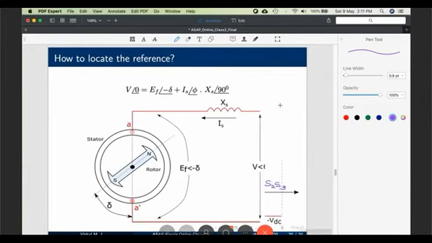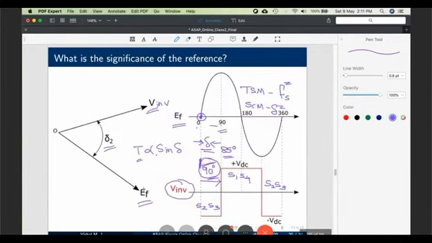Now, see, our reference is EF. Our reference is EF. How to obtain EF? Only if we know EF, then we can synthesize V. Otherwise, we cannot synthesize voltage. So, how to get EF?